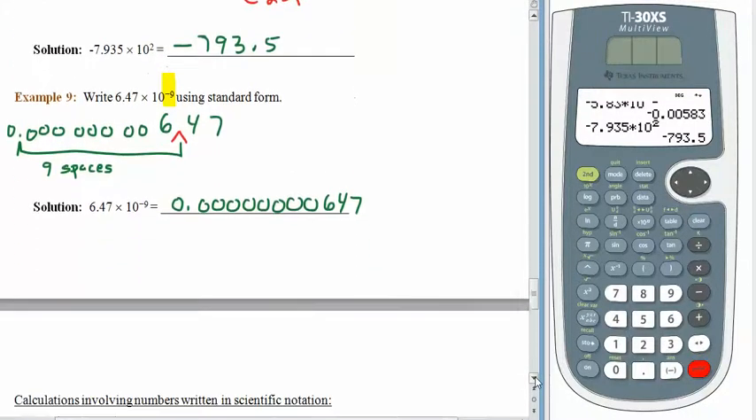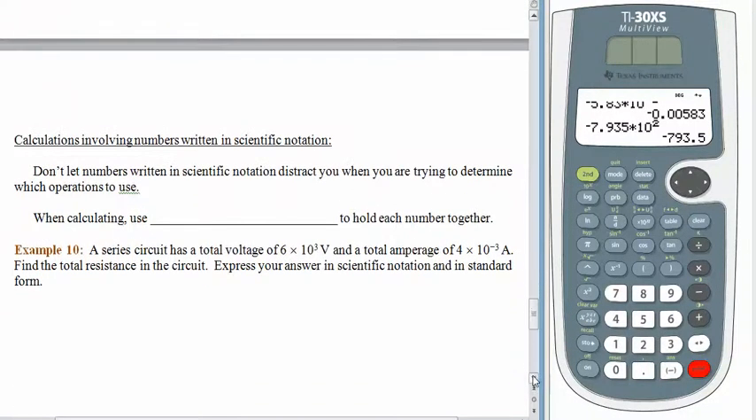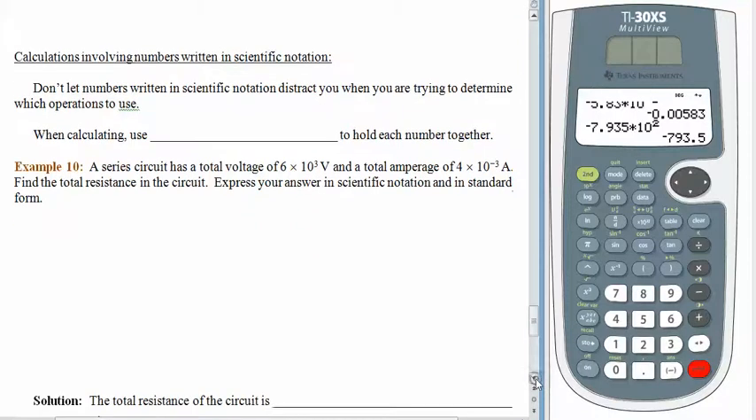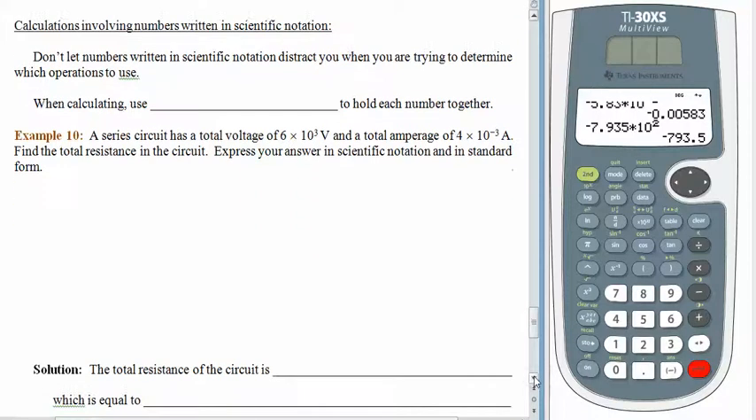On the next page, we have some application problems that involve scientific notation. And these are here not because they are new things for us to learn. These are here mostly because we don't want you to freak out when you see them. I know a lot of people do, and maybe you do, but you probably shouldn't. Let's take a peek and see what these have to say. We'll come back to this top stuff in a second.